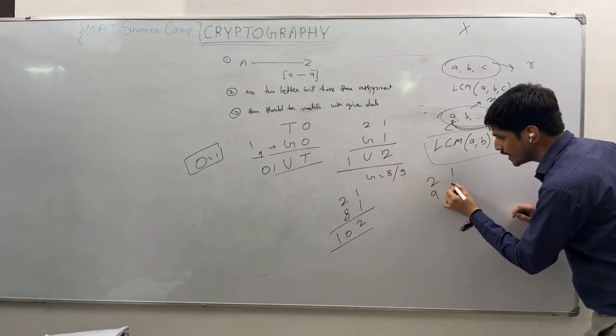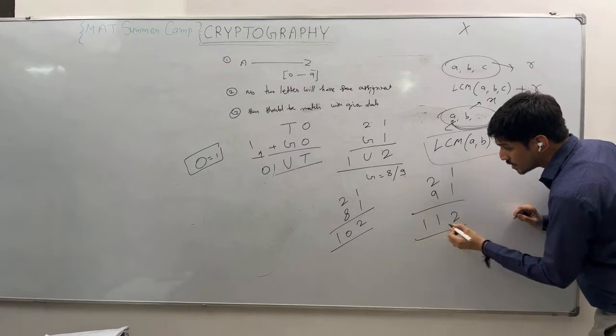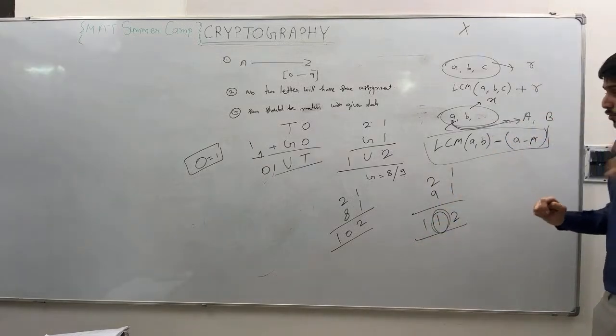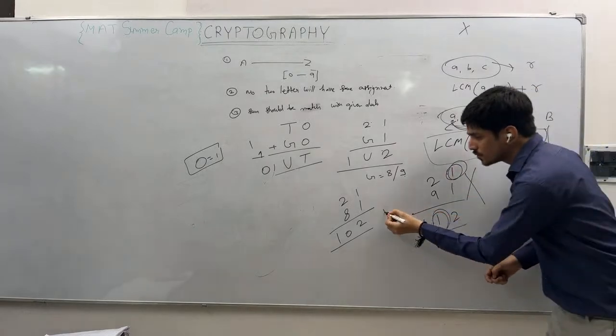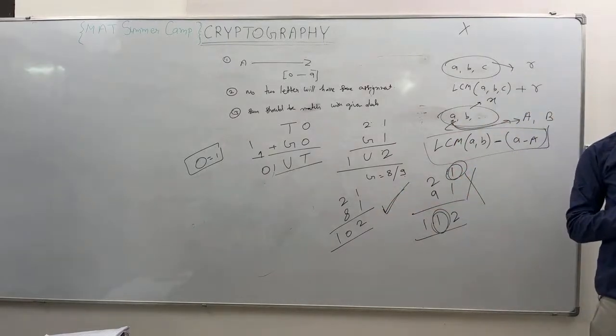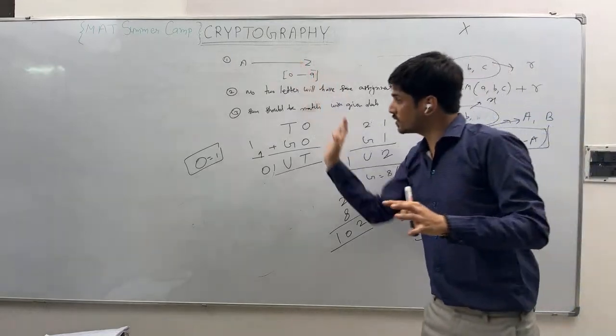You see, if you take the 9, then U is also assigned the digit 1 and O is also assigned 1. So this is not possible. So this is false, and this one is correct. Is it clear? So all of you got the idea of how we solve a crypt arithmetic problem?